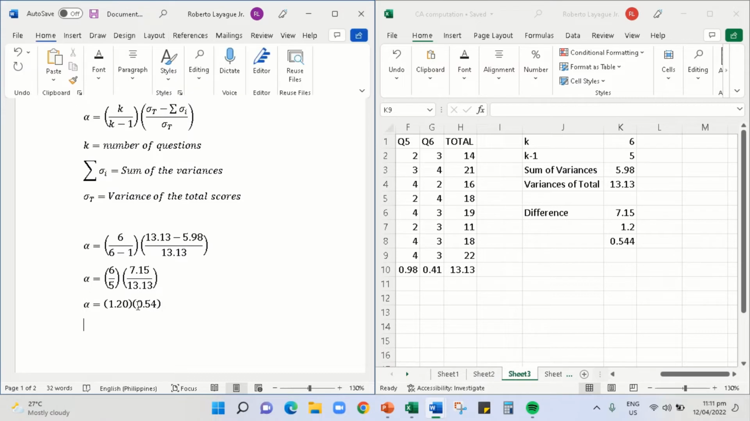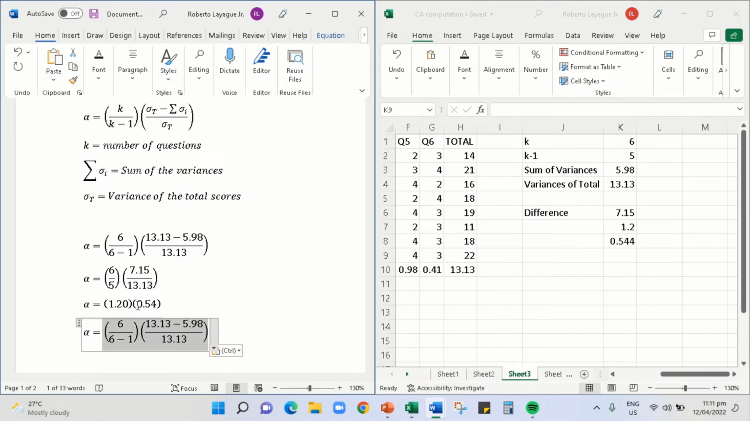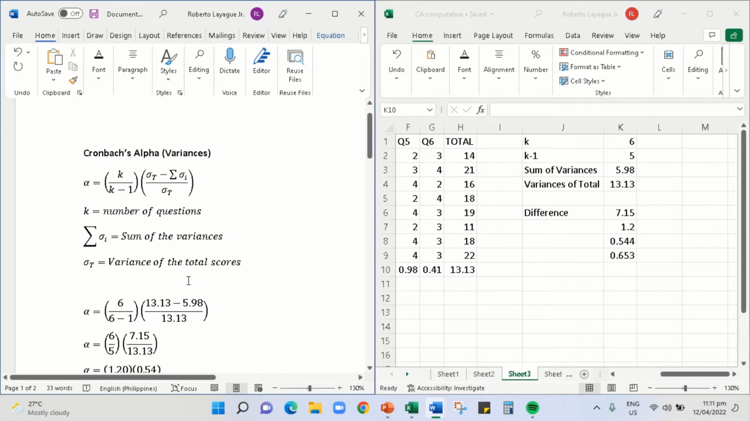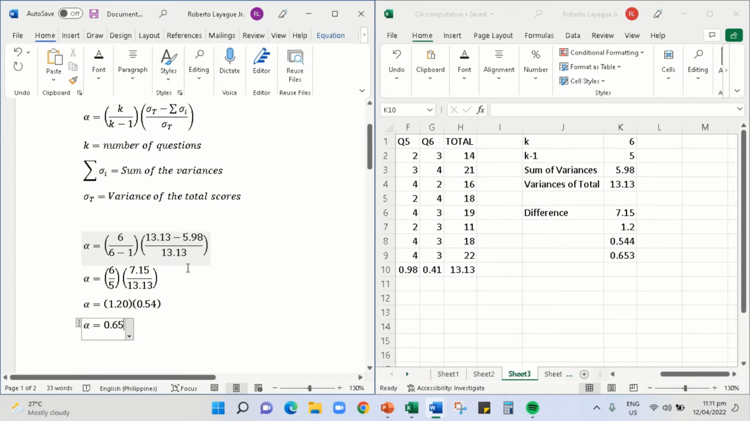Then getting now the product of that, we'll get now our answer. So the product of this one, 1.20 times 0.54, that would be 0.65. So that is now our Cronbach alpha. We'll have the interpretation later. So that's the first method, Cronbach alpha using variances. Now, let's go now to the second method.